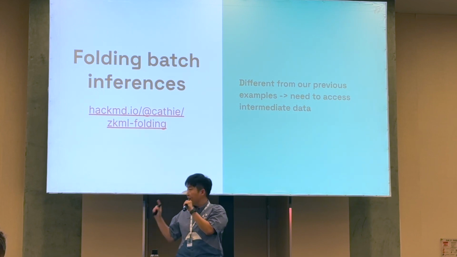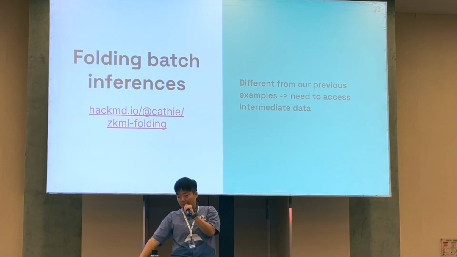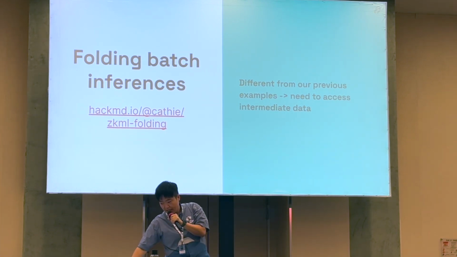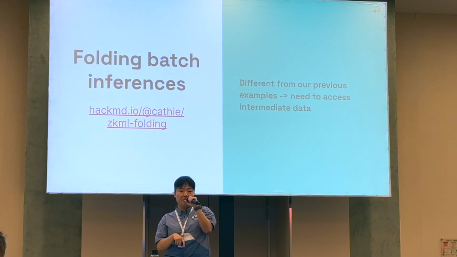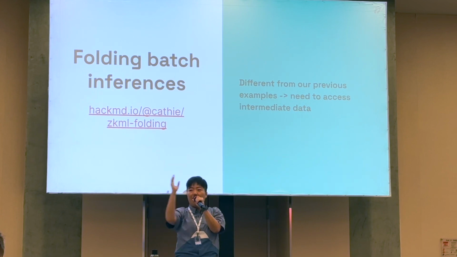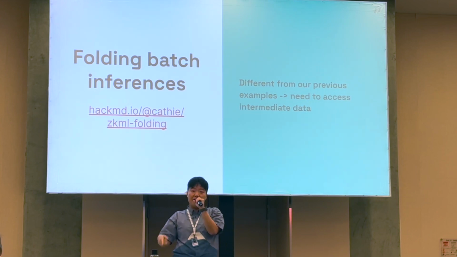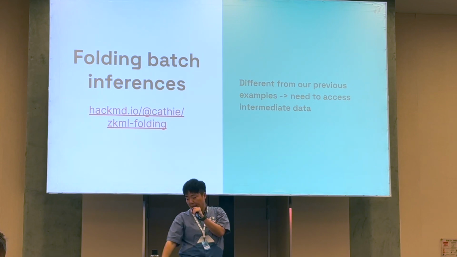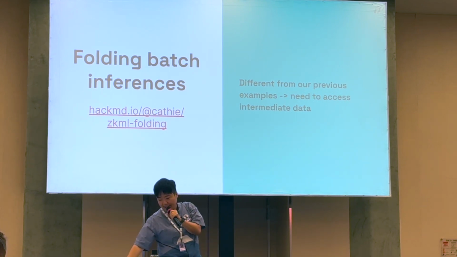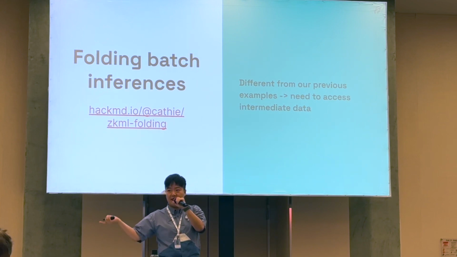And here are some documents if you want to look at a more documented way. But the idea is that it's different from the previous example of Sagar, because with Sagar you don't really need to access the intermediate state. I only want the output state of all the recurrent layers until the end, and get that result. However, if we want to fold batch inferences, I actually want the result from every single inference in between. And that's not something folding would give us. With folding, you only get the first input and the last output.